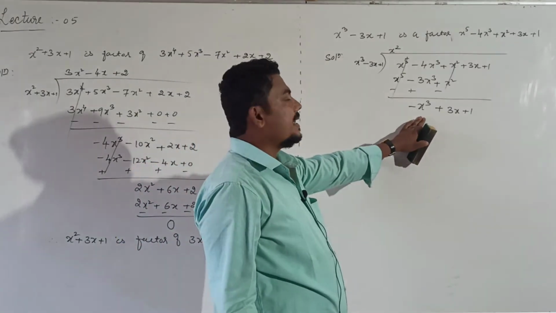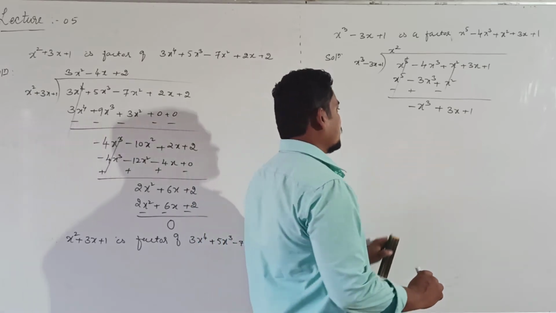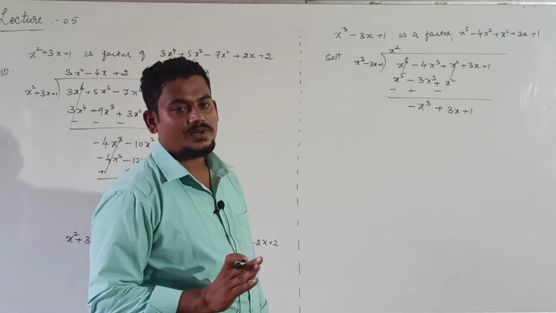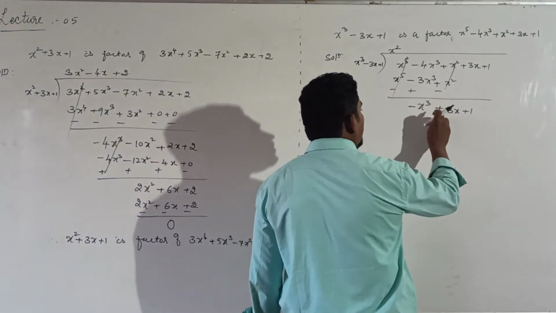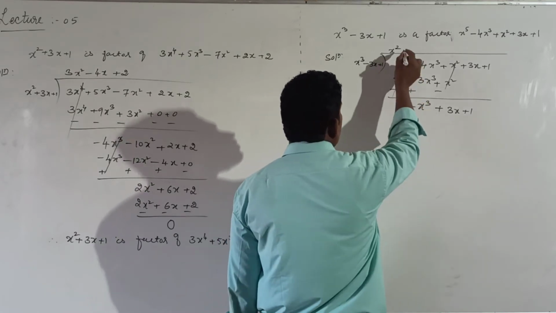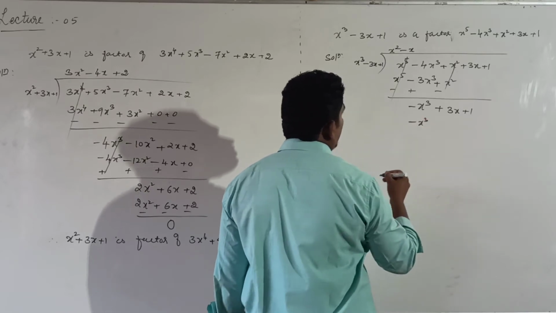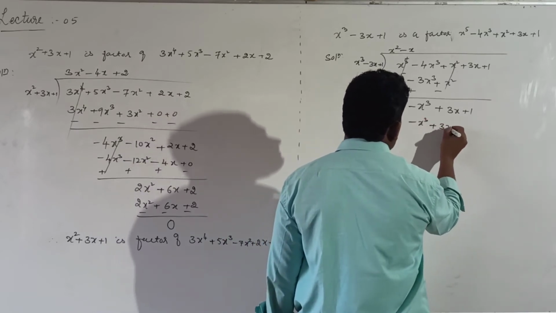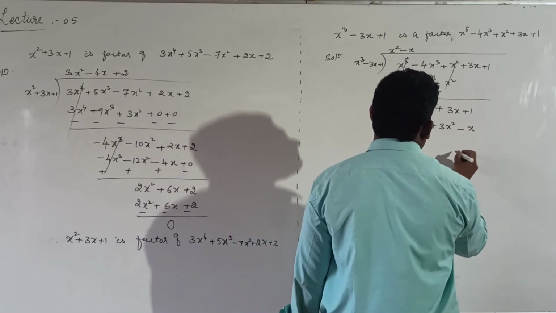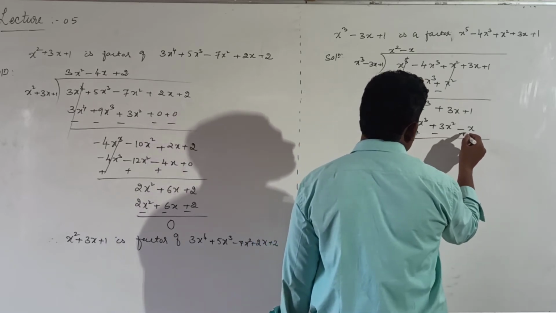Again, the degree of the remainder is not less than the degree of the divisor, so continue this process till the degree of the remainder is less than the degree of the divisor. For getting minus x cube, we need to multiply minus x. Then minus x cube, minus into minus, plus 3x square, minus x. Just reverse positive, negative, positive.